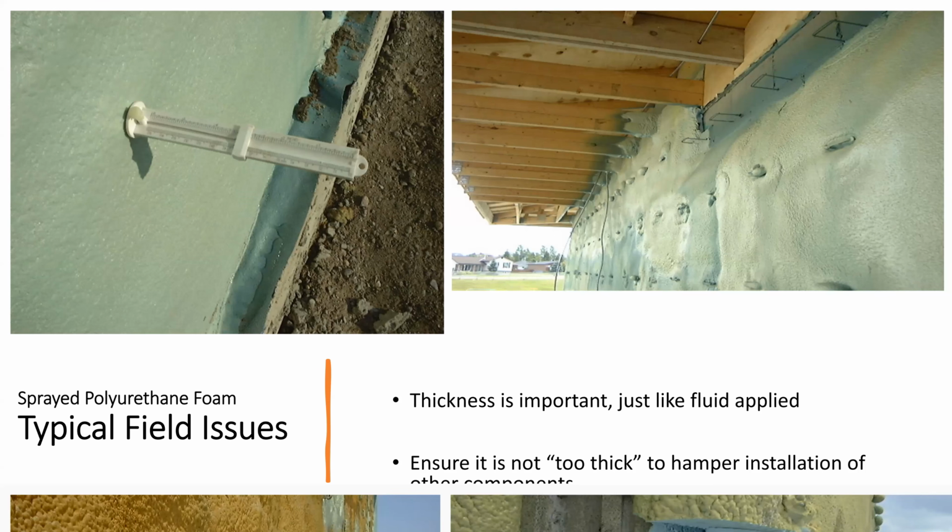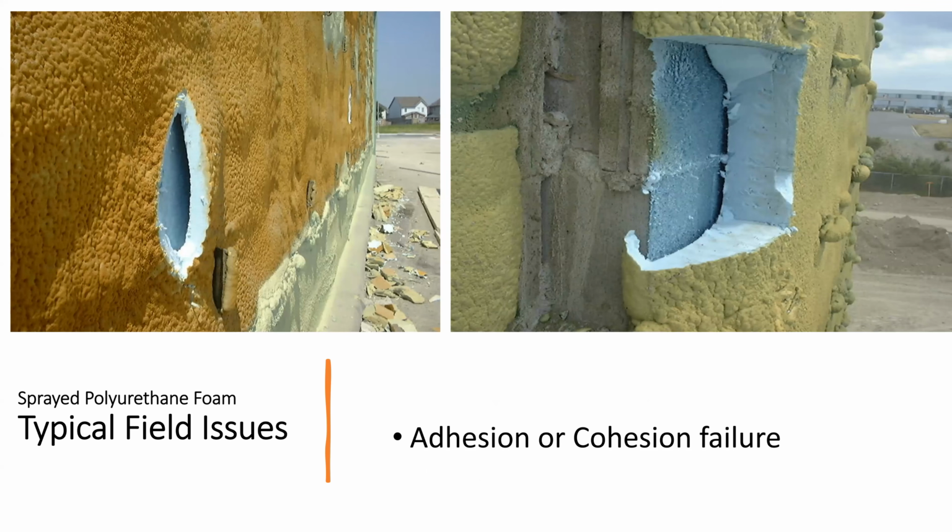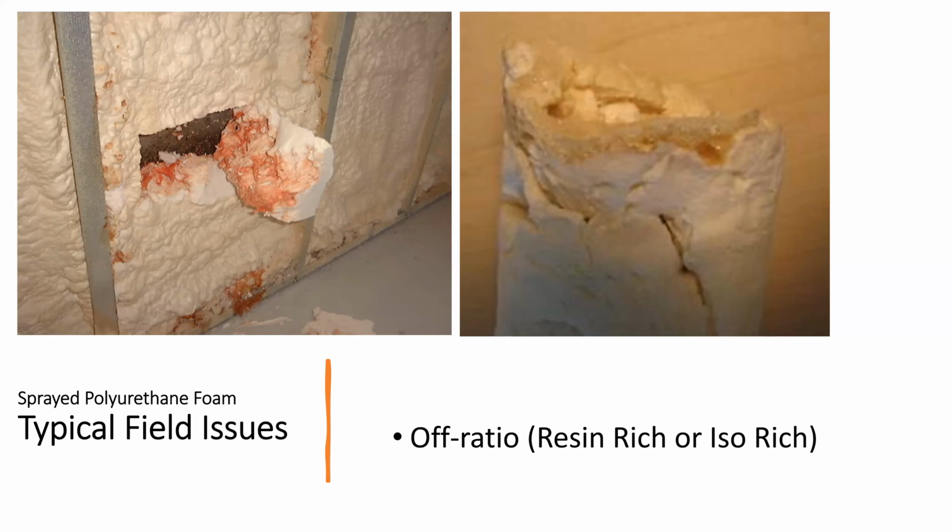So, things that we see in the field: well, adhesion. It's simply not sticking to the substrate. It can be off ratio. What I mean by off ratio is you have a cup of A component and a cup of B component, and they're supposed to be mixed at the exact same amount. Once those things go off, which usually means there's, say, a clog in one of the lines, you get too much of one chemical.